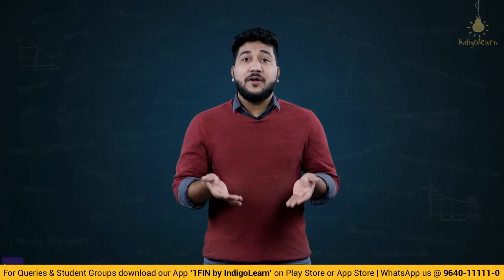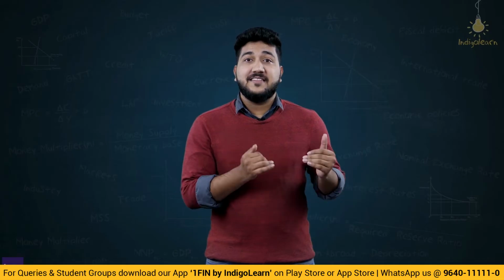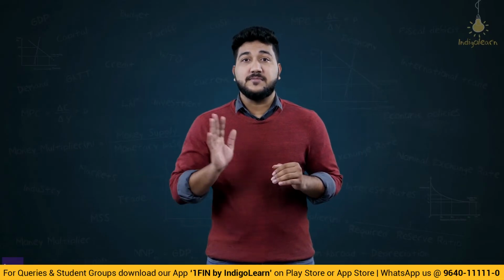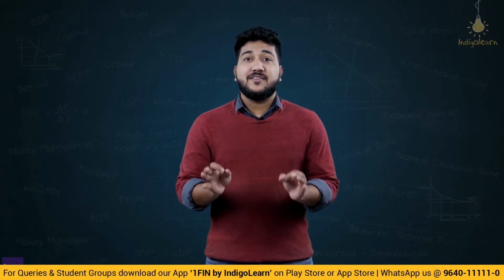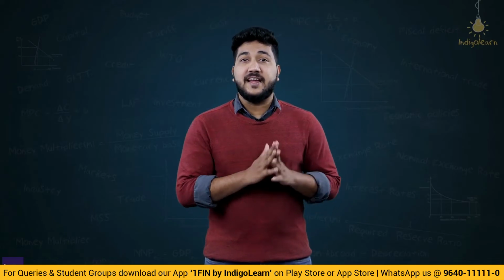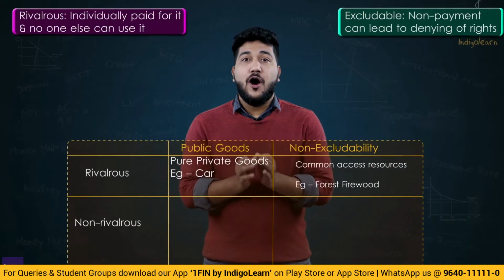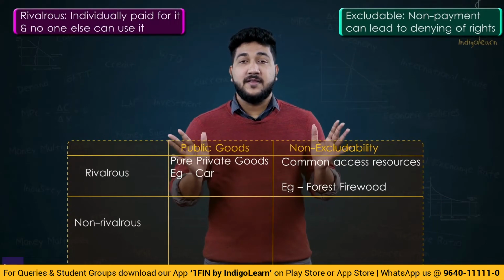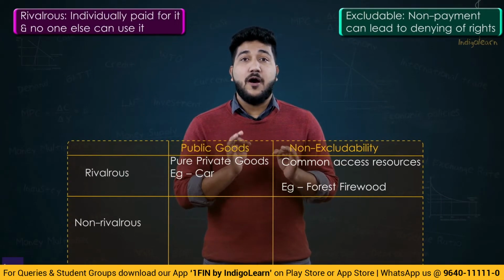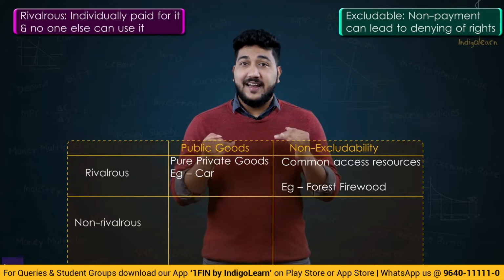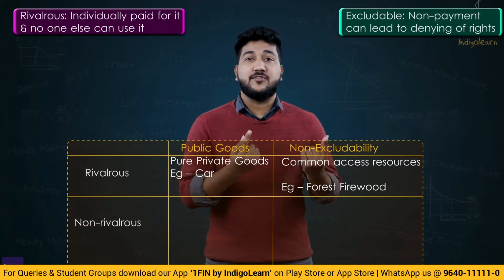non-excludable. Although it is rivalrous, in that one person's consumption will reduce another person's consumption, you cannot exclude anybody from using it. That is why these products are named common access resources. I hope you have understood what common access resources are. They are rivalrous yet non-excludable.